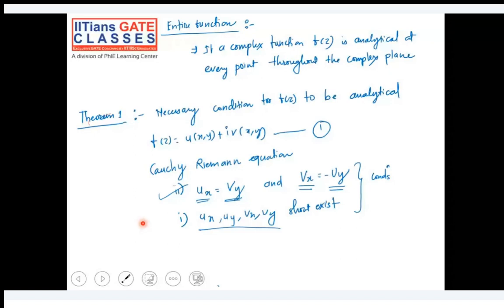Okay, similarly in the polar form we have Cauchy-Riemann equations. In polar form, the complex function f of z is represented as u plus vi again, but here u and v are functions of r and theta. Previously u and v were functions of x and y, now they are functions of r and theta.